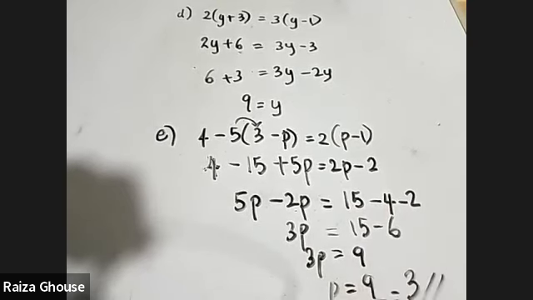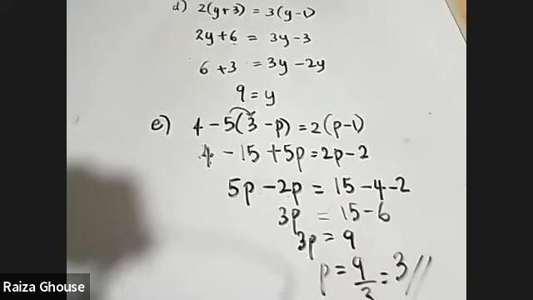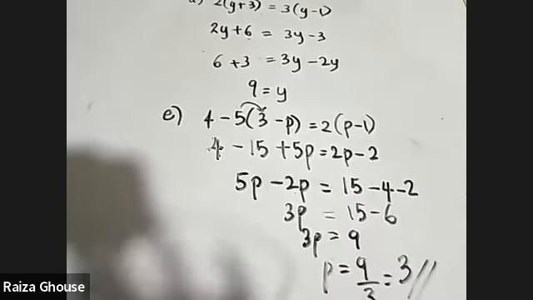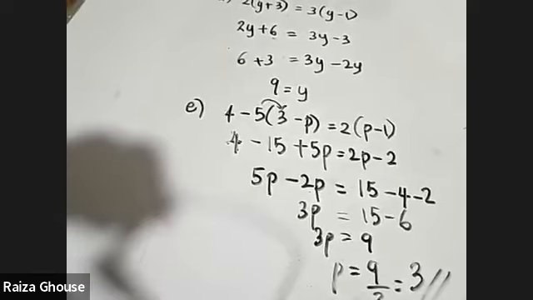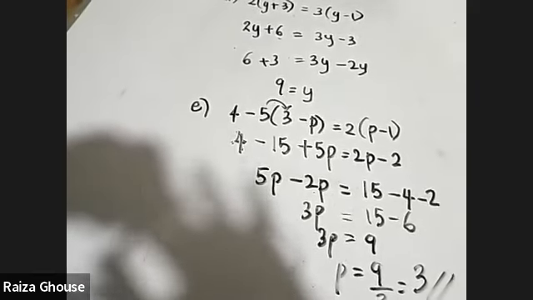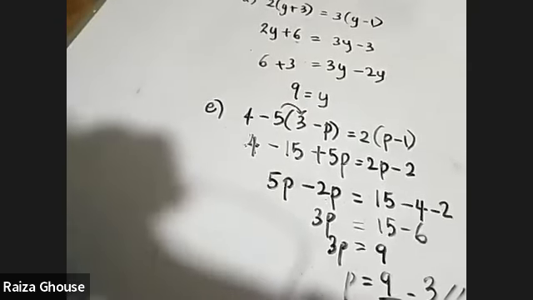Who got this answer? Raise your hand for part E. P is equal to positive 3. Raise your hand, the ones who got the answer. Okay, good. This time only 2 people are wrong. Azima, is your answer wrong? Right, correct.